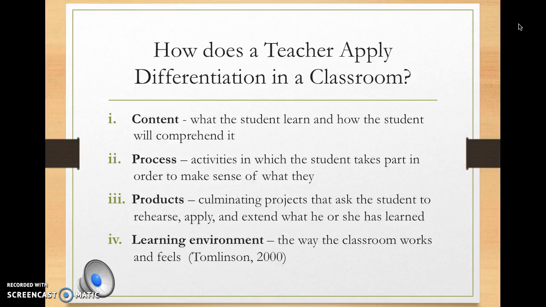How does a teacher apply differentiated instruction in a classroom? According to Carol Ann Tomlinson, there are 4 factors in which a teacher can practice differentiation in a classroom, and those are content, process, products, and learning environments. In content is where a teacher can variably choose what the students learn and how the students will comprehend it. For example, teachers can give different groups of children different topics and different levels of difficulty depending on each child, to accommodate them.